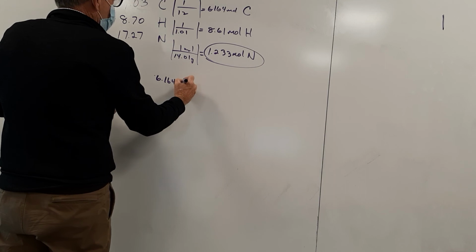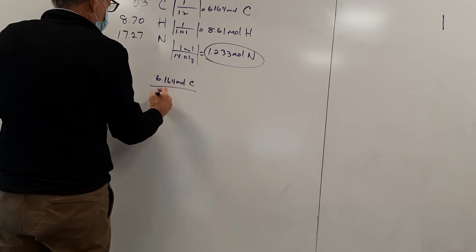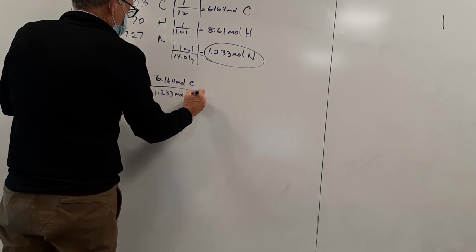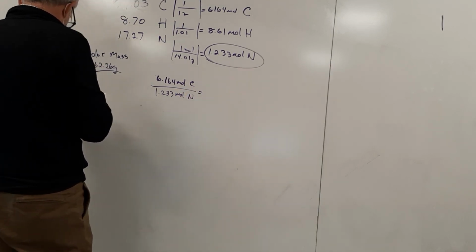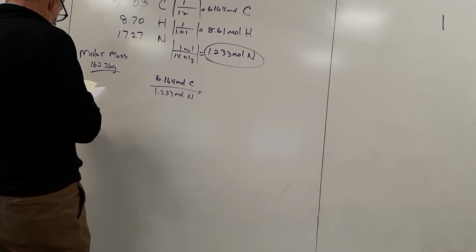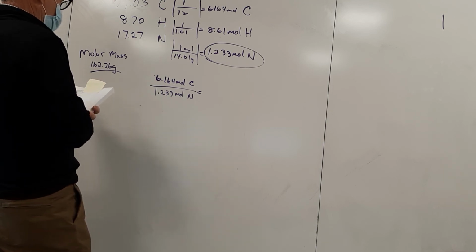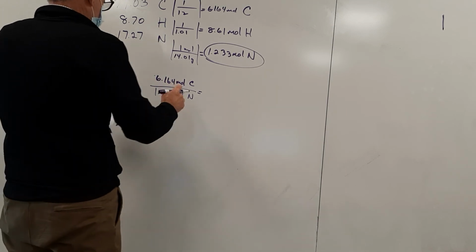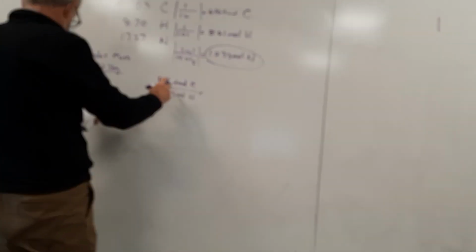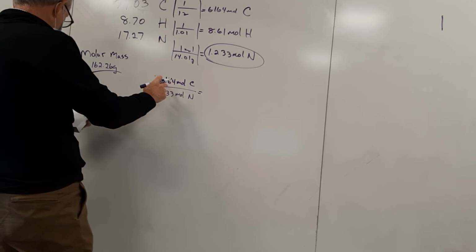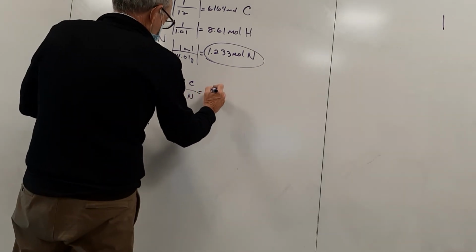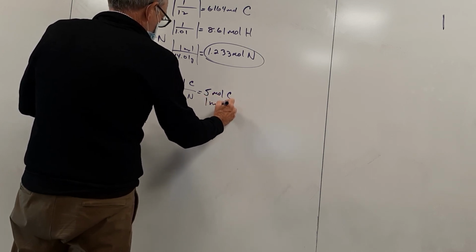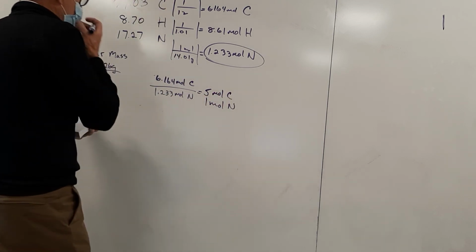6.164 moles carbon divided by 1.233 moles nitrogen equals, that's a tough one. 6 nitrogen, huh? Wait, nitrogen, that's carbon, I'm something like 5. So 5 moles of carbon for every 1 mole of nitrogen. And then let's see what I got here.